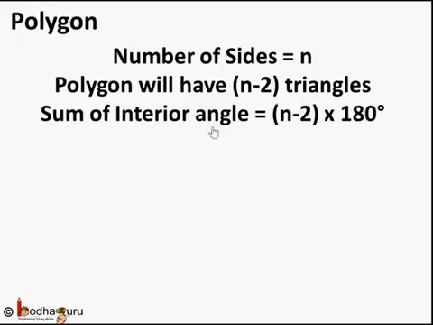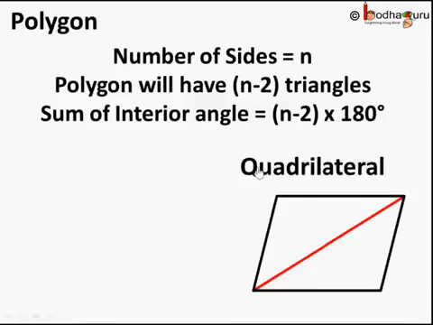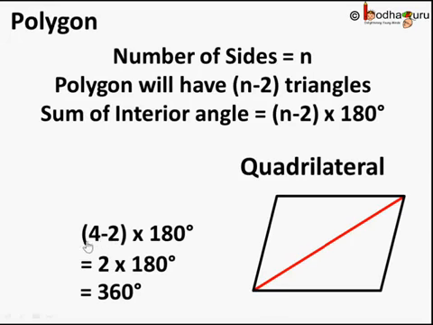So the sum of interior angles of a polygon is equal to n minus 2 times 180 degrees, where n is the number of sides. Say there is a quadrilateral. Here we draw a diagonal from this point. It divides this quadrilateral into two triangles, and for the sum of interior angles we replace n by 4, the number of sides: 1, 2, 3, 4. 4 minus 2 is the number of triangles, 2, times 180 degrees, the sum of interior angles of each triangle. 2 times 180 degrees is 360 degrees. So the sum of interior angles of a quadrilateral is 360 degrees.